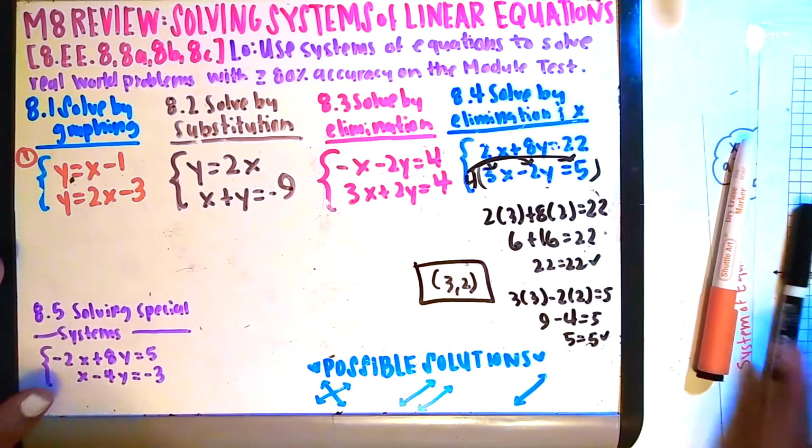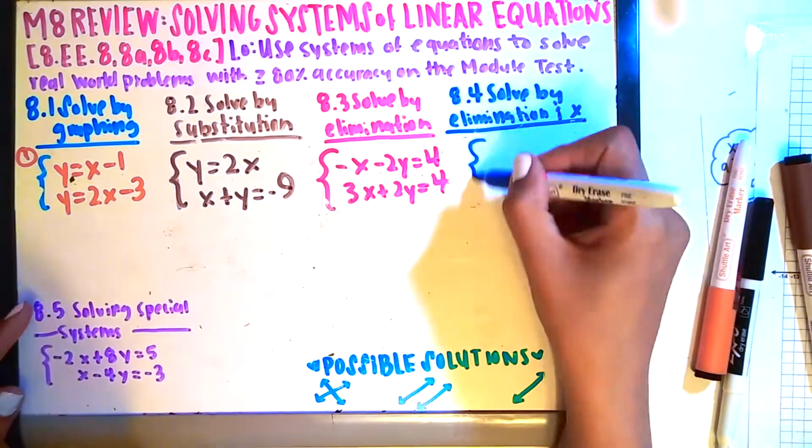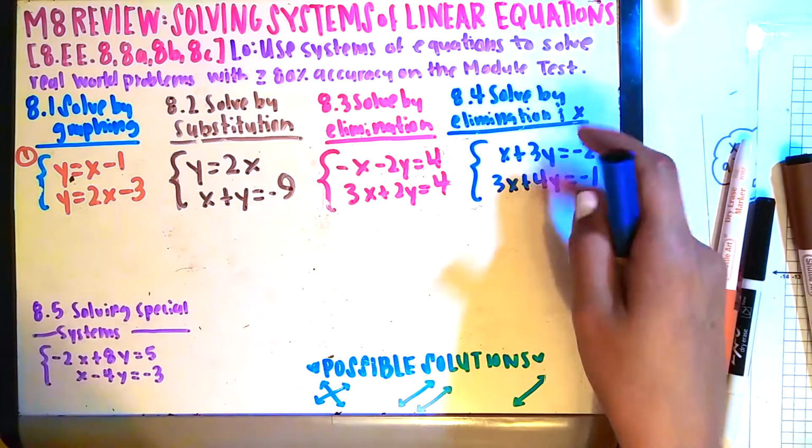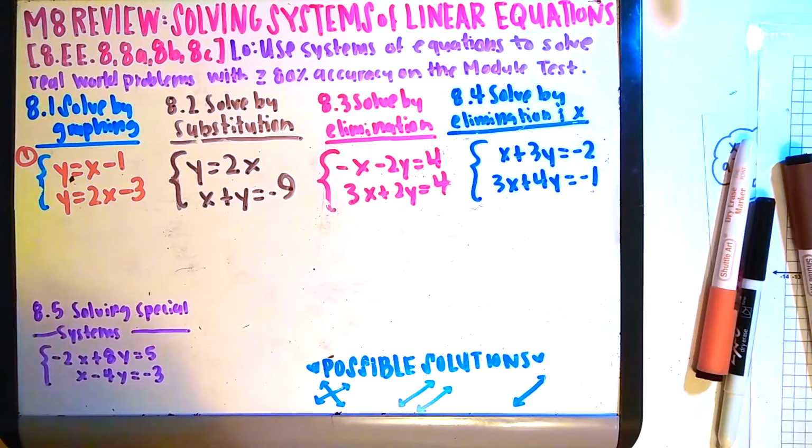Let me give you one to do. Okay, so solve by elimination and multiplication. Remember, you're going to find your LCM between either the y's or the x's and then multiply by that. In this case, because you see that all of them are positives, you're going to have to eliminate by subtraction after you get it to your LCM.